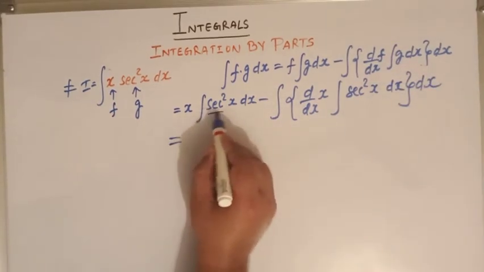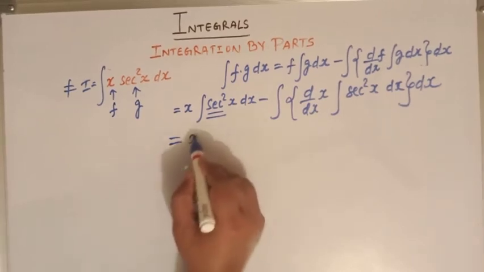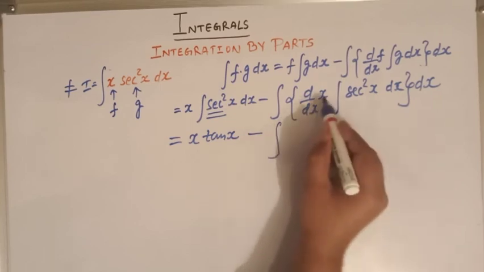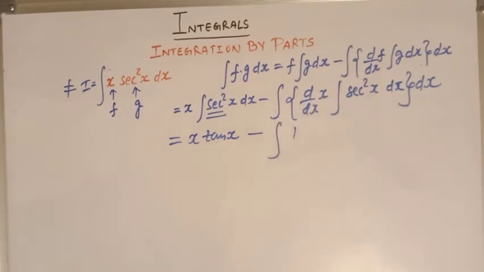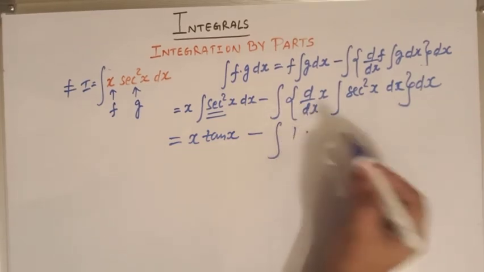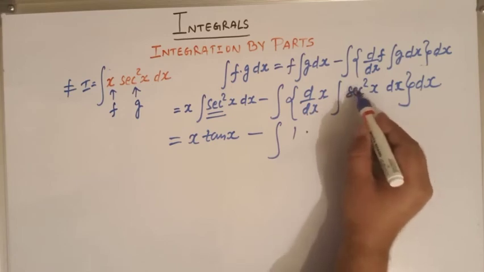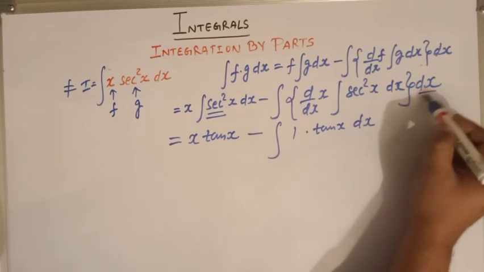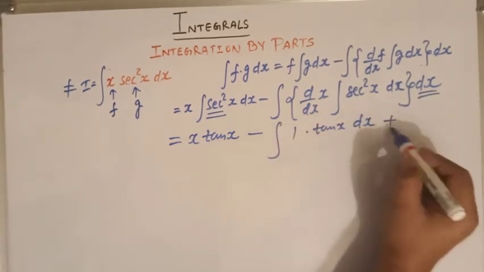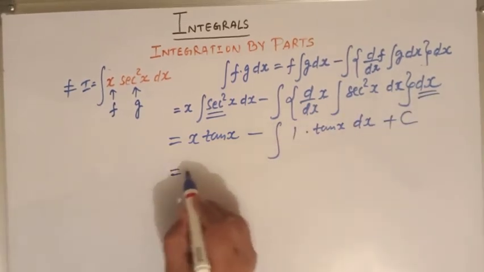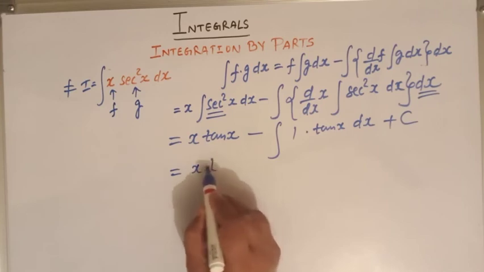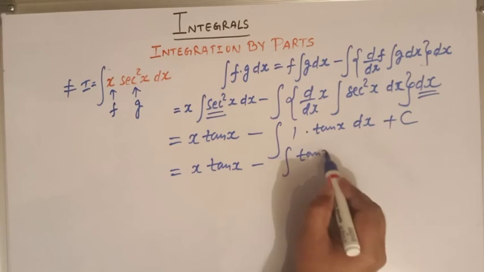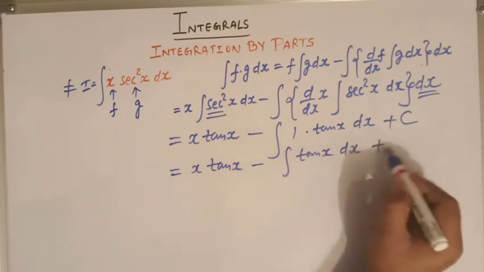Now the integral of sec square x is tan x, so we have x tan x minus the integral of the derivative of x, which is 1, times the integral of sec square x, which is tan x, dx, and the constant of integration c. So, viewers, we have x tan x minus the integral of tan x plus c.